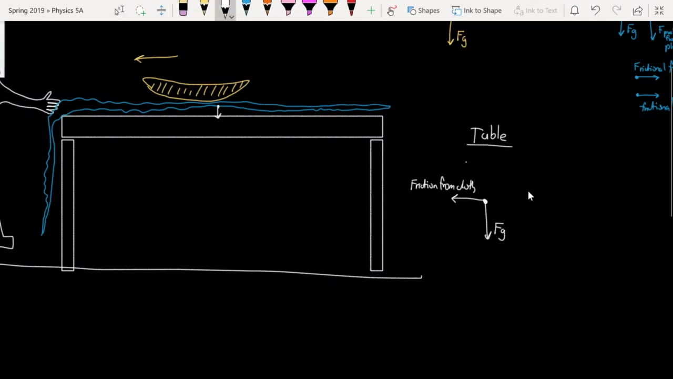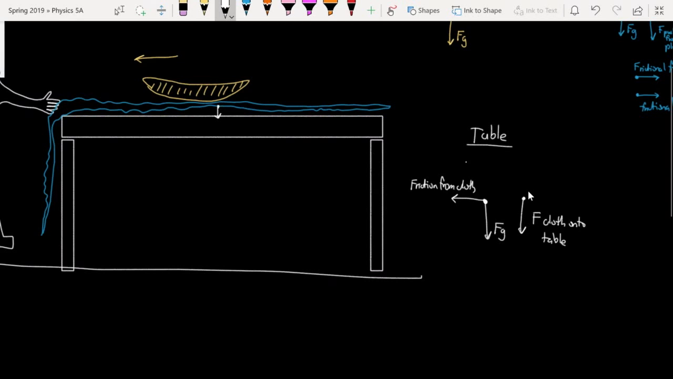So we actually have some normal force here, the force of cloth onto table. So the cloth is both pushing down on the table and also causing some friction on the table whenever it's being pulled to the left. So we have these two forces.